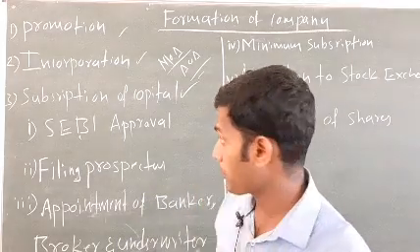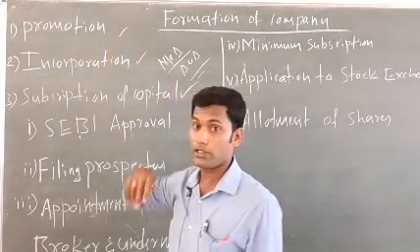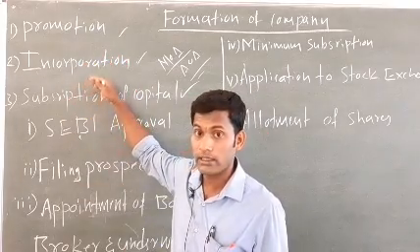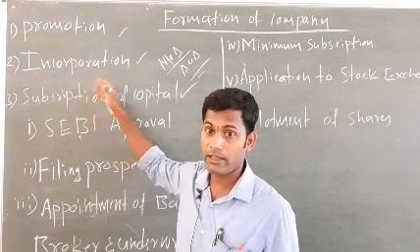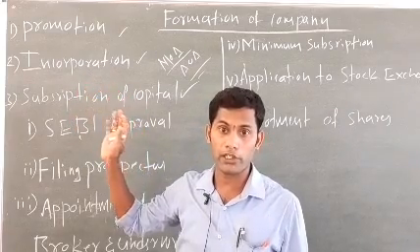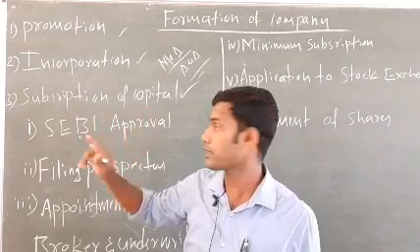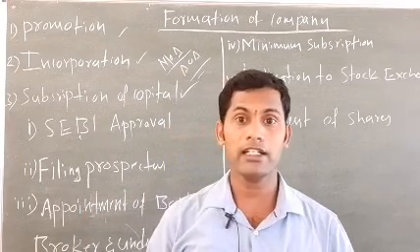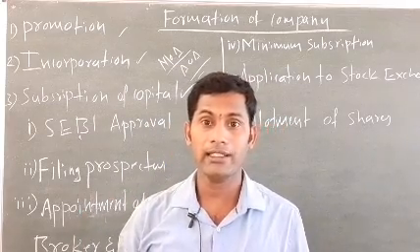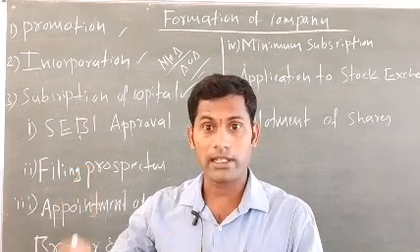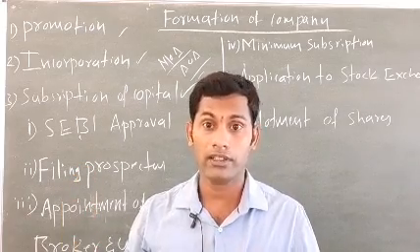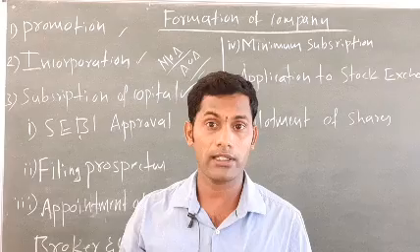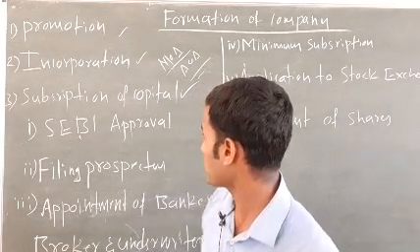I repeat. First, the promotion: we studied the meaning of promotion, the meaning of promoter, and the functions of promoter. Then we studied the documents required for incorporation or for starting a company. The major documents are the memorandum of association, articles of association, the consent of proposed directors, agreement, the statutory declaration, and the receipt of payment of fees. I mean the payment we made to the registrar of companies; we need that receipt for incorporation.